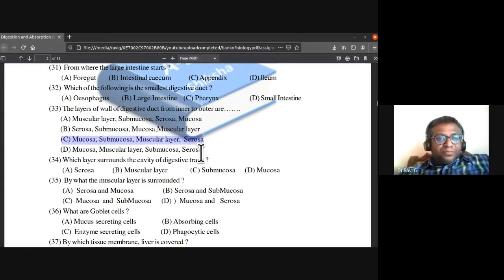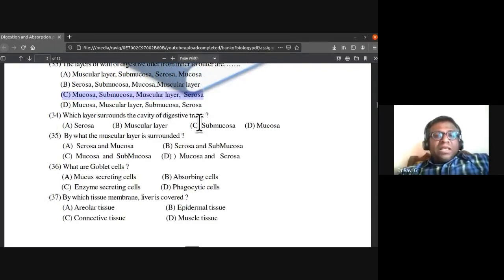34th, which layer surrounds the cavity of digestive tract? Is it serosa, muscularis layer, submucosa, or mucosa layer? The 34th answer is D, mucosa.